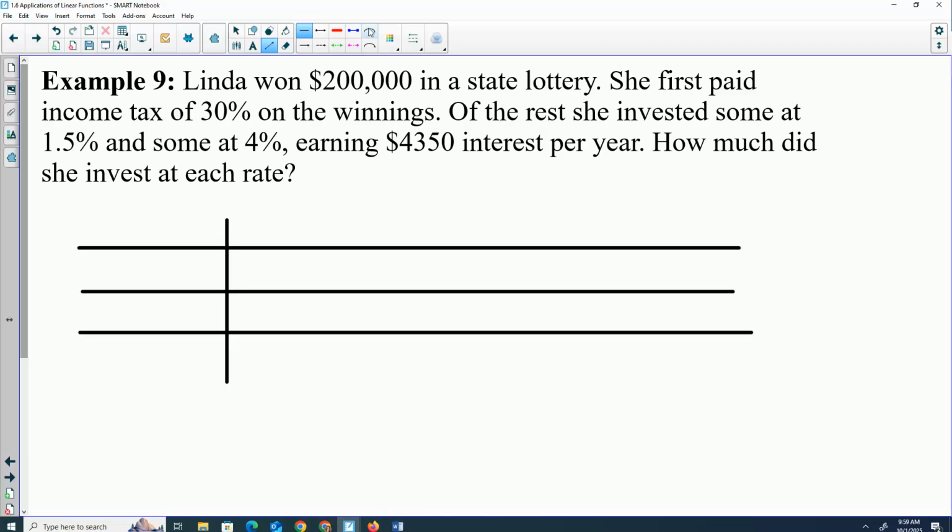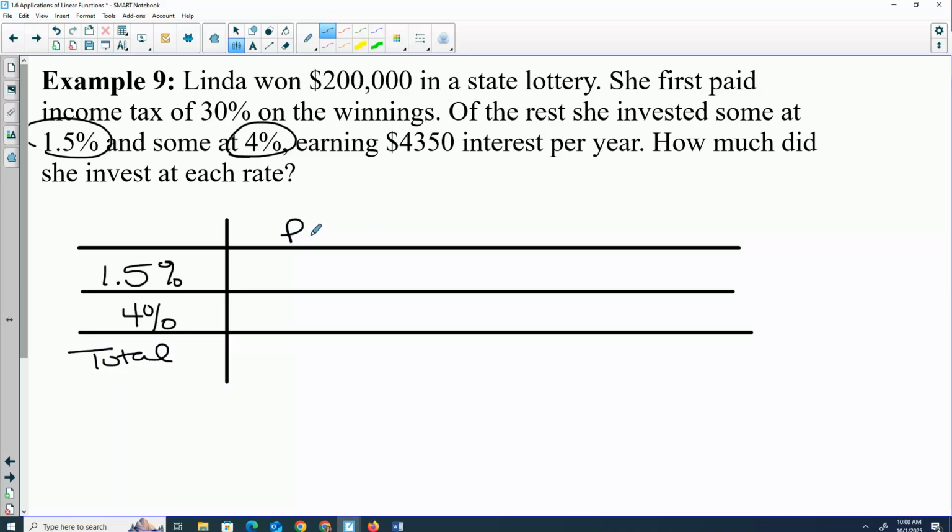Okay. So some of it is invested at 1.5%. Some of it gets invested at, sorry, 4%. Did I tell you the interest rate you're getting at the end? No, so I'm just going to call this total for a minute. So my formula, P times R times T equals I.